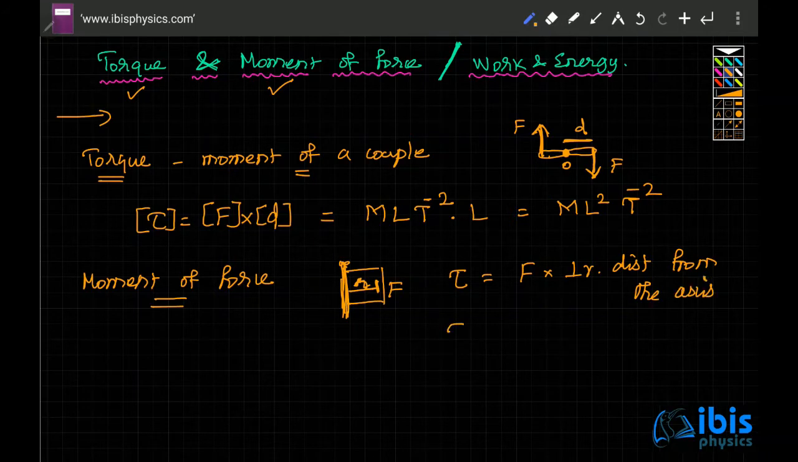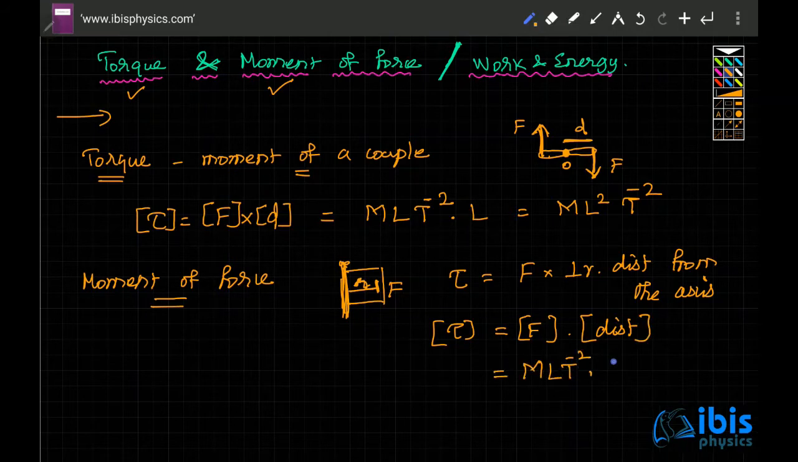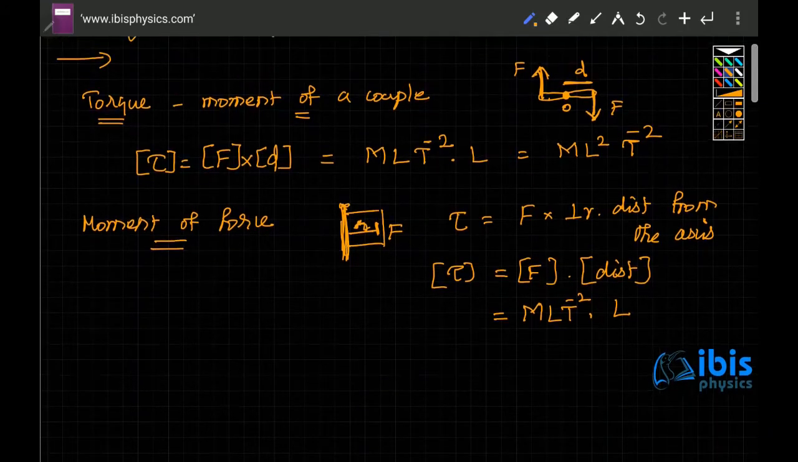So in this case, the dimension is again force multiplied by the distance. Force has a dimension M L T power minus 2, and the distance is a measure of length. So torque, that means moment of a couple, and moment of a force are not equal. Though we use them interchangeably, they are not equal, but they both have the same dimensions. So torque, and this is again moment of a force, is M L square T power minus 2.